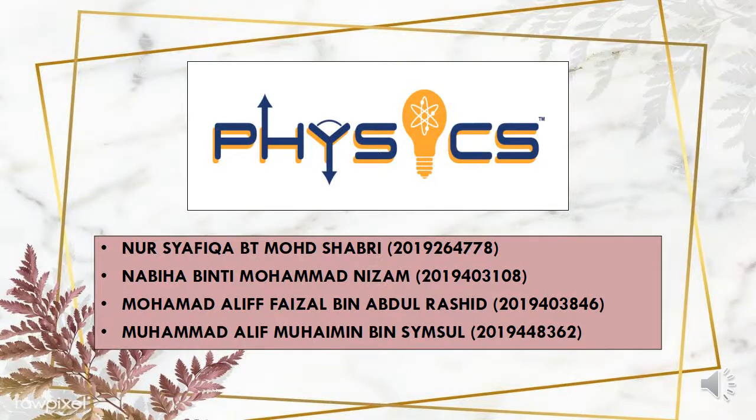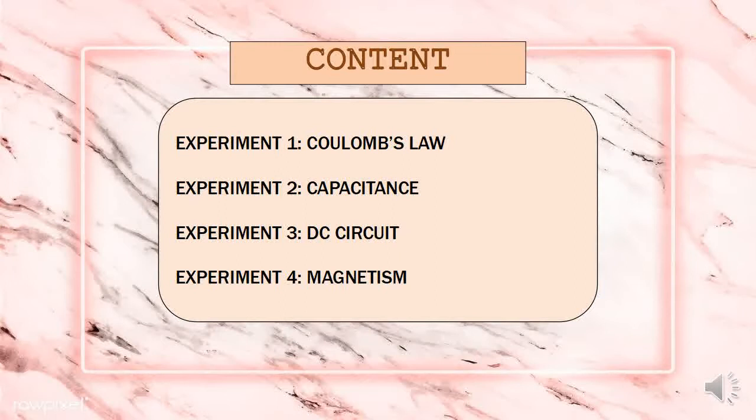Assalamualaikum and hi. In this video, we are going to summarize each experiment we have done. There are 4 experiments, which are the first one Coulomb's law, followed by capacitance, DC circuit, and lastly magnetism.